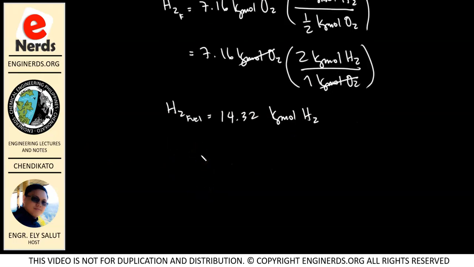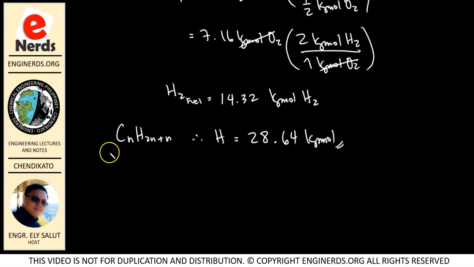But if you remember, what we need to get is the formula of our hydrocarbon, which is CnH2n plus 2. So we need the value of our hydrogen, which is H. We have H2 here, so to get the hydrogen, we need to multiply this by 2, which is 28.64 kilogram mole. We just multiply it by 2. Now we know how much hydrogen we have, so we need to find out how much carbon we have.